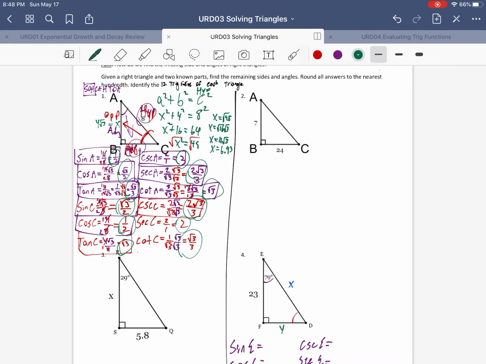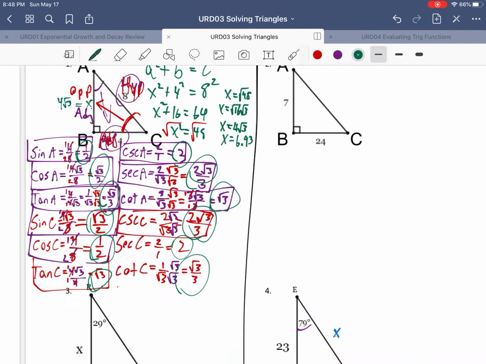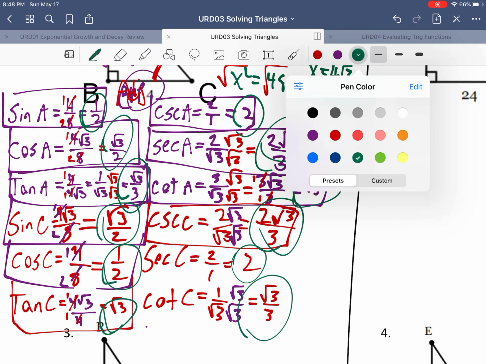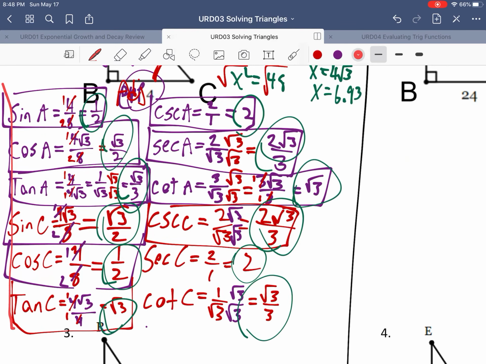So now we found all 12 trig ratios, but we still haven't found the angles. Now, in order to find the angles, we need to use one of these 6 trig ratios.